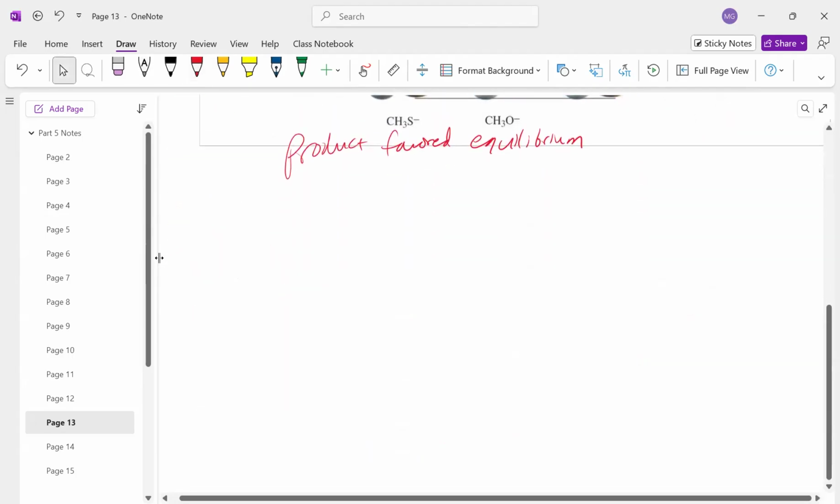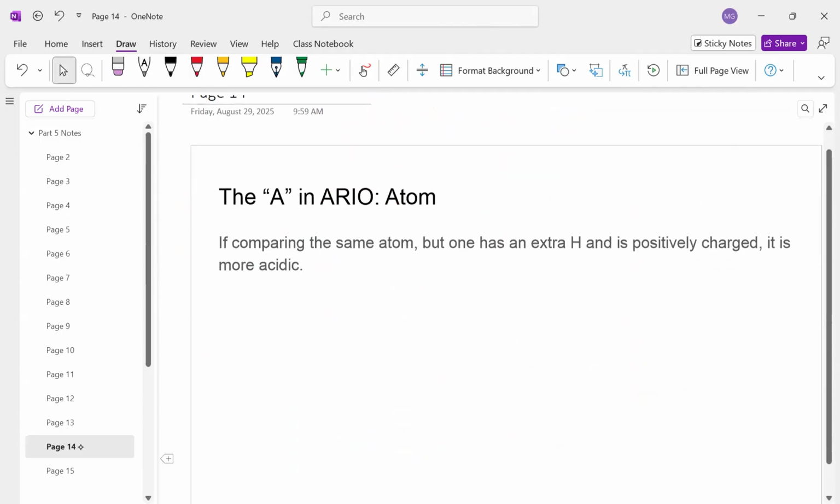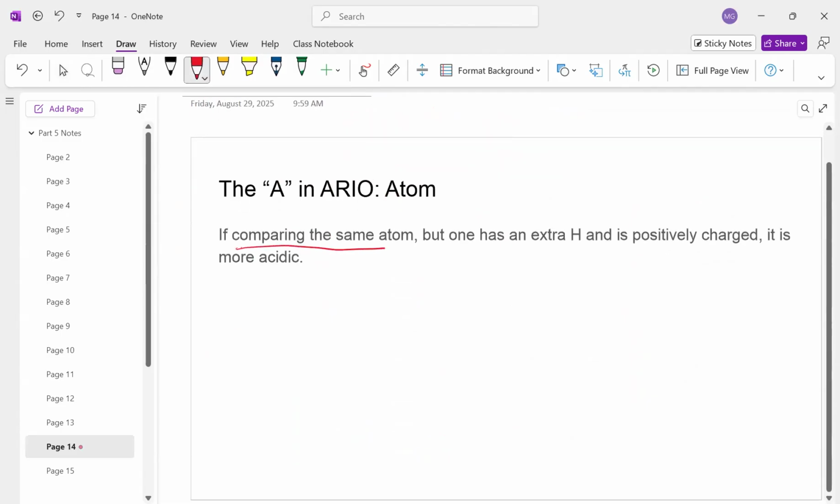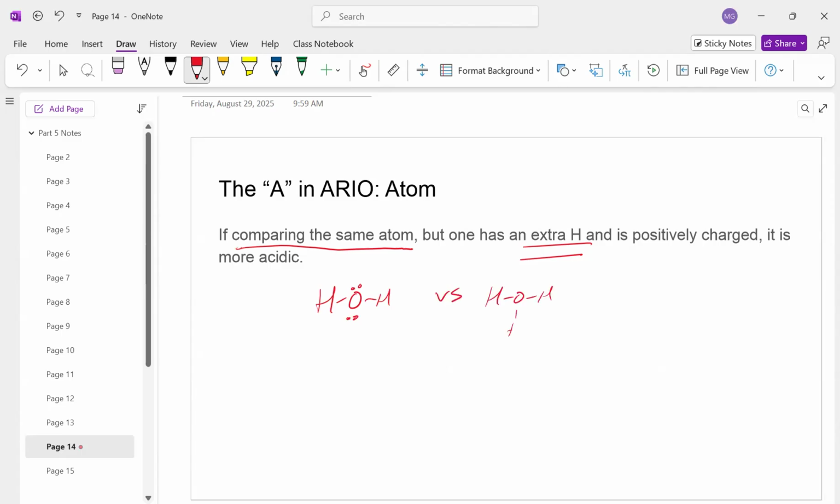Now, the last thing about the atom is if you're comparing the same atom, so that means there's no difference in electronegativity and there's no difference in size because it's the same atom, but one has an extra hydrogen and it's positively charged, that one's more acidic. Let's compare water to hydronium. Notice hydronium has an extra hydrogen and it's positively charged.